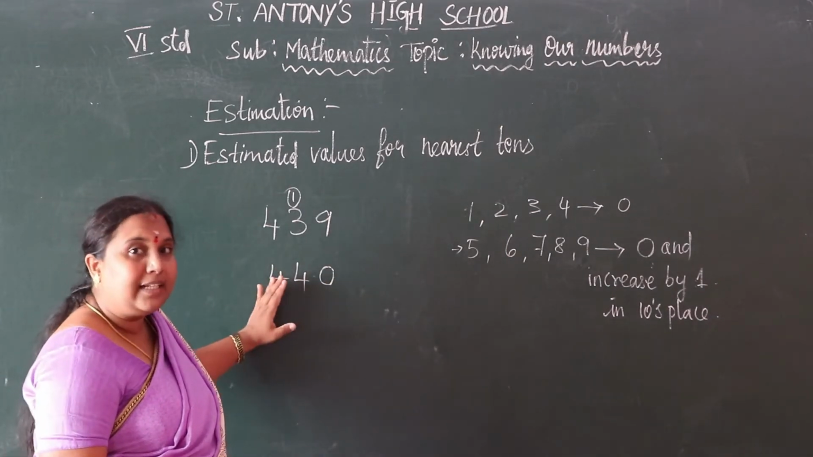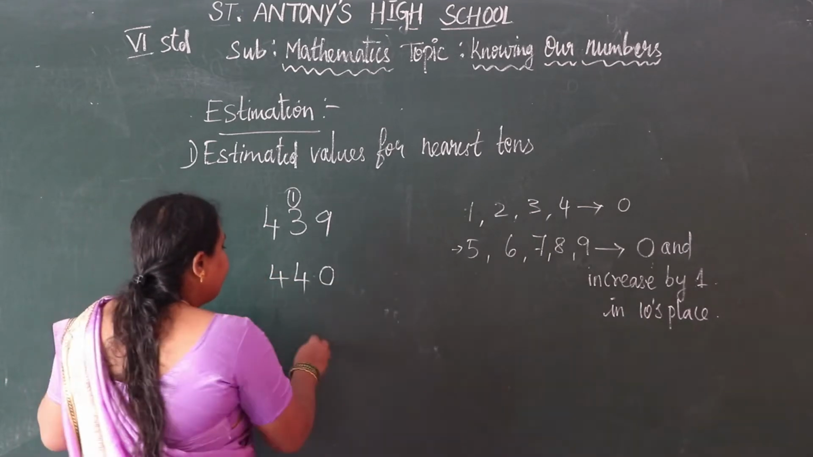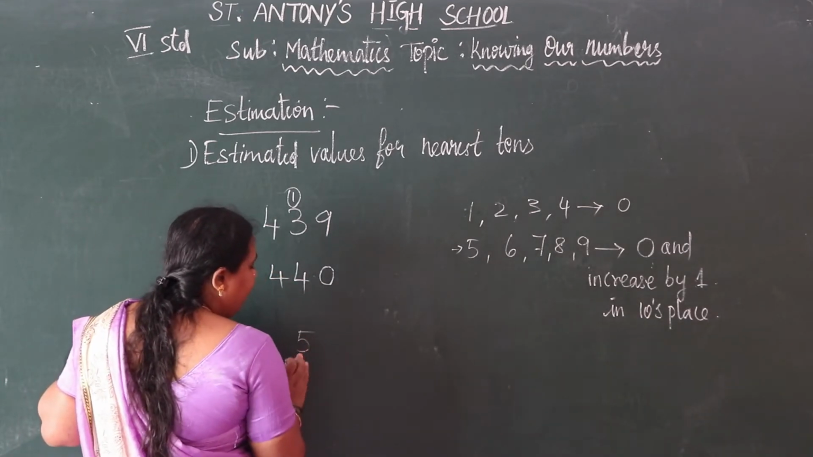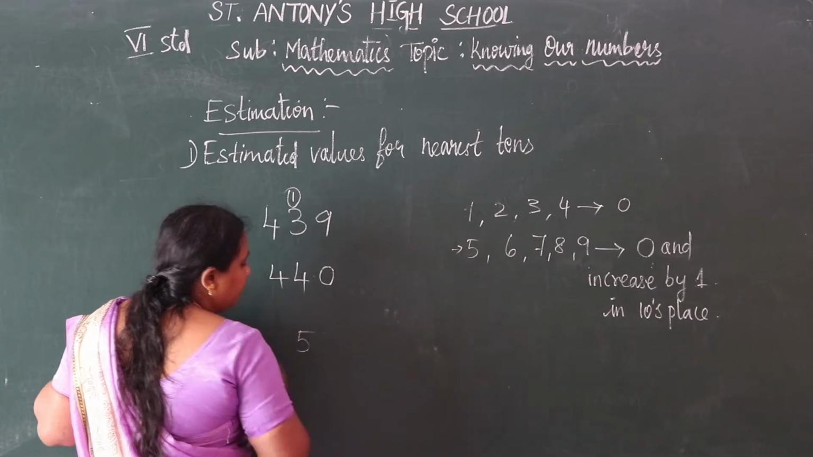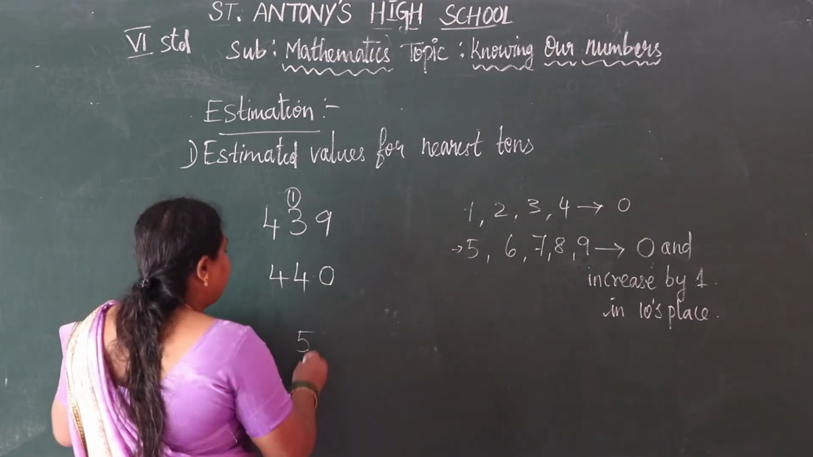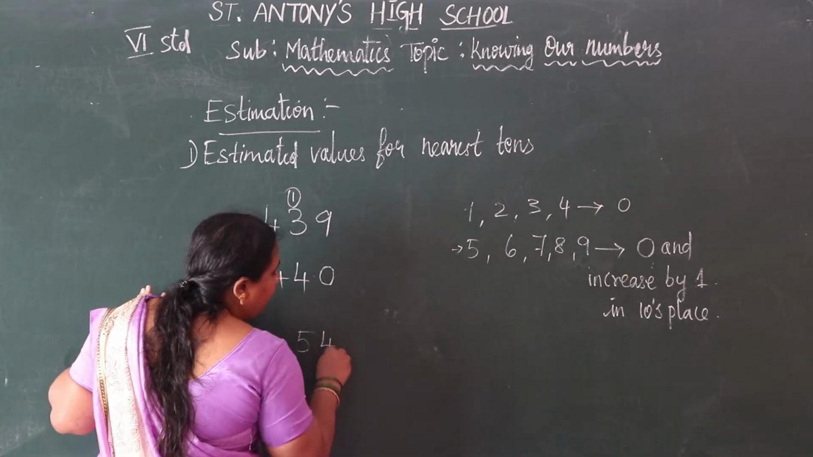If we are taking a 5-digit number, see, 5-digit means, for example, 54,633.